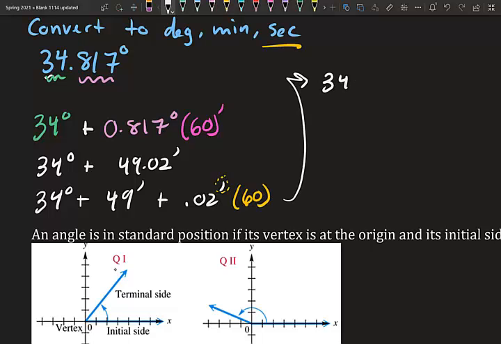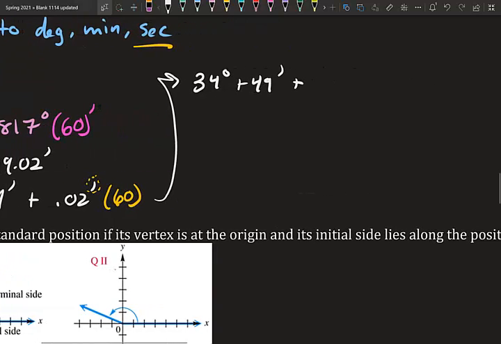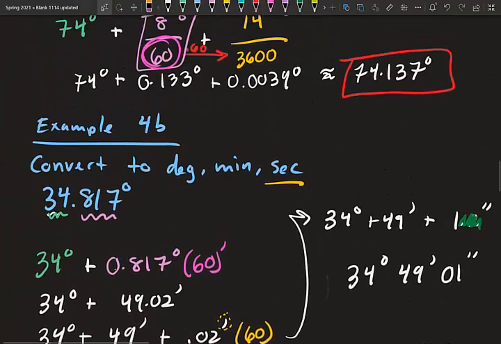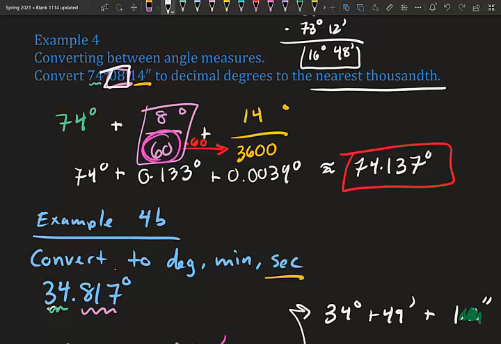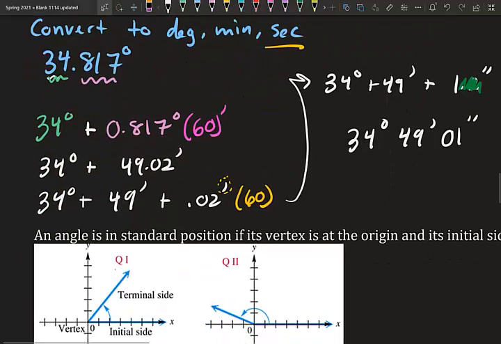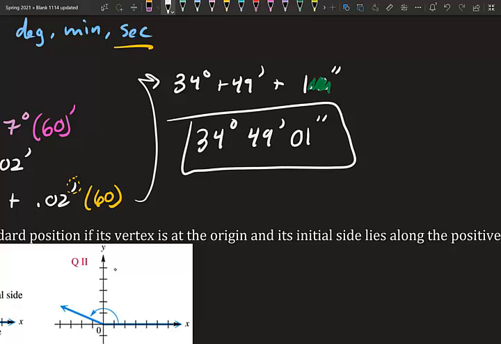So we have 34 degrees, 49 minutes, plus 0.02 times 60, we get 1.2 seconds. The decimal afterwards, don't even worry about. That is just extra. So we have 34 degrees, 49 minutes, and 1 second. So 1 is 0, 1, just like we did with 8 up here. You see how the 8 was 0, 8? Anytime you have one digit, you have to put the 0 in front. And there's our answer.